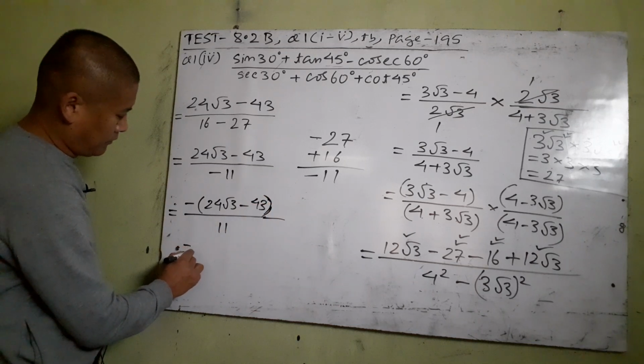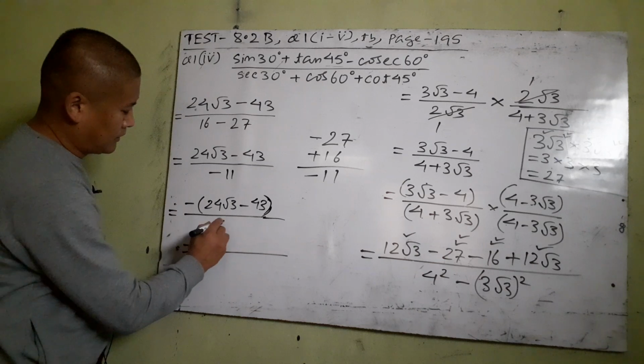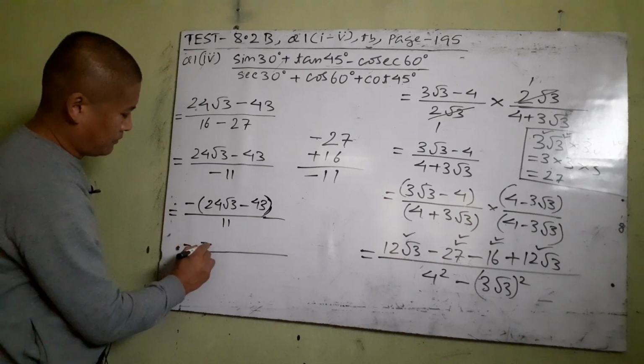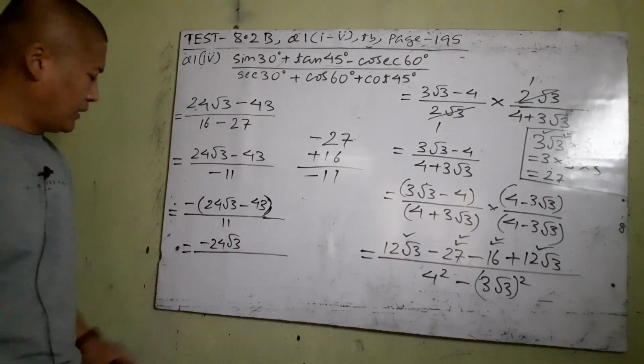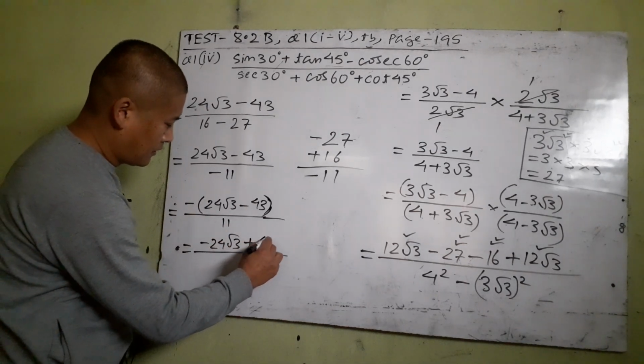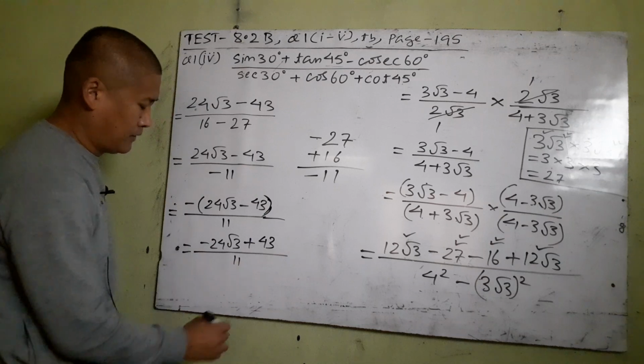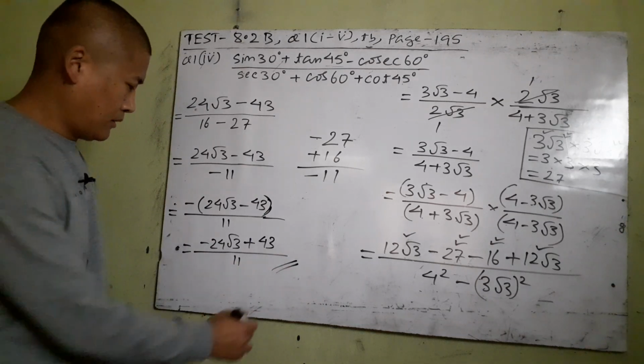Then we multiply the outside minus negative with the inside. Minus into plus is minus 24 root 3. Minus into minus is plus 43 divided by 11. This can be our answer.